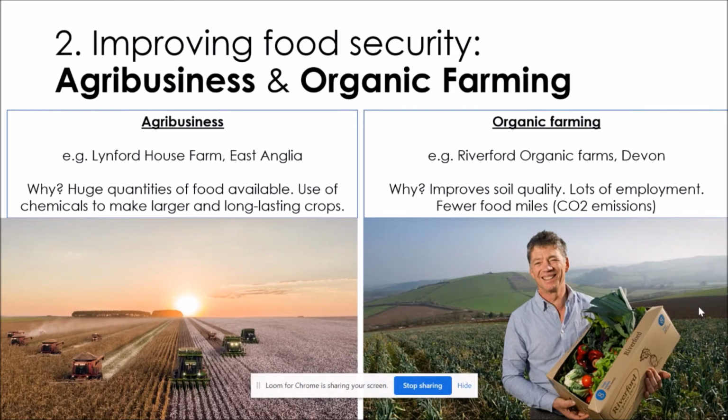So having a good understanding of the differences, literally what are the differences between these two types of farming, and how they ensure that we've got food security in our country, by listing some of those advantages.